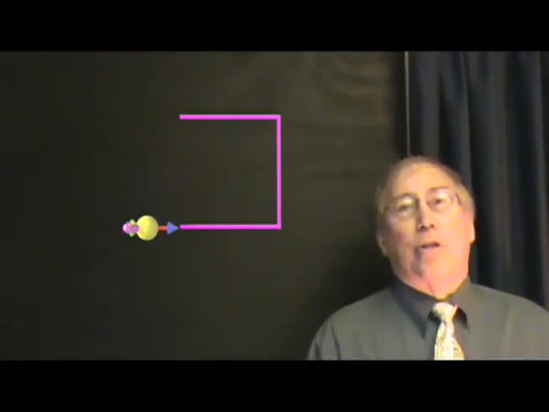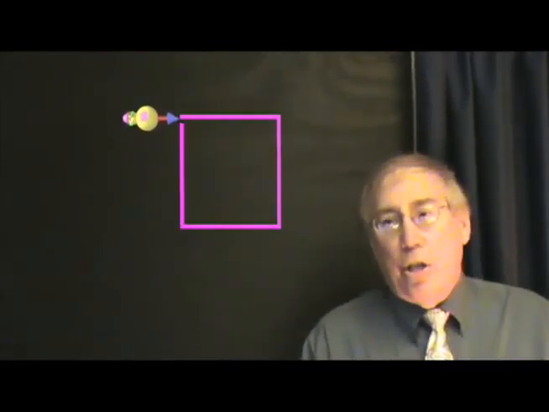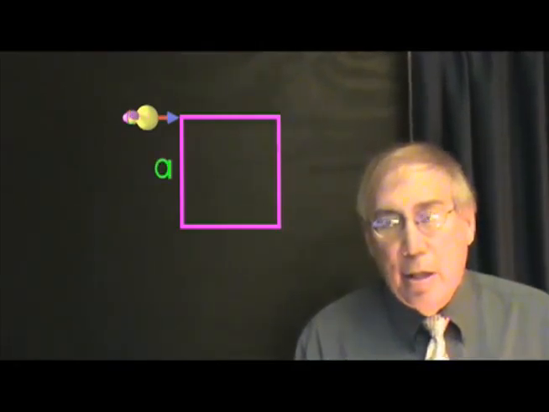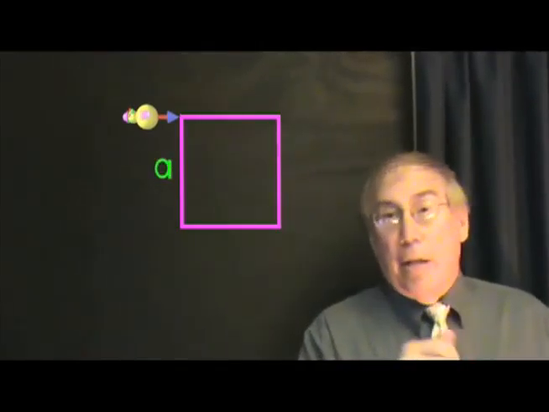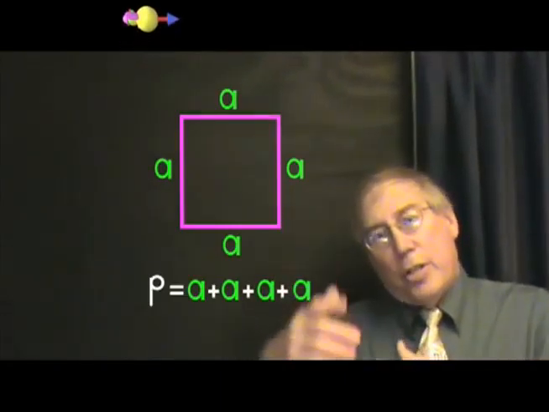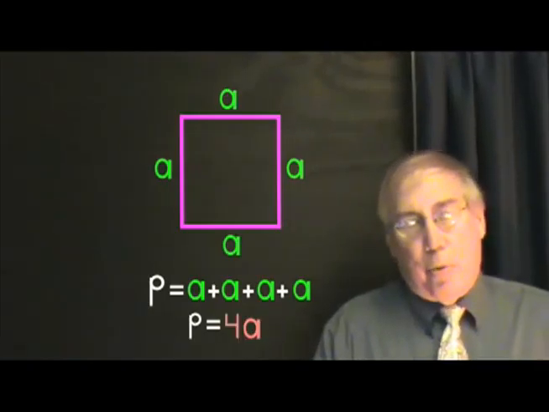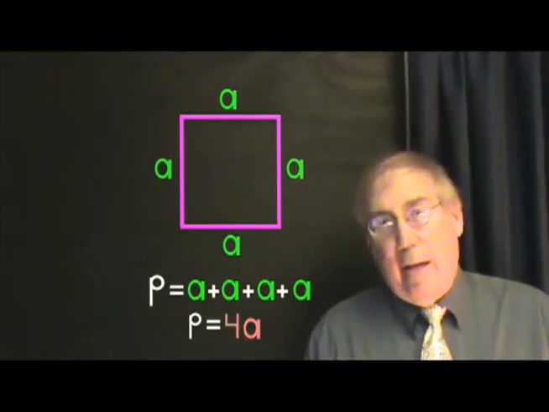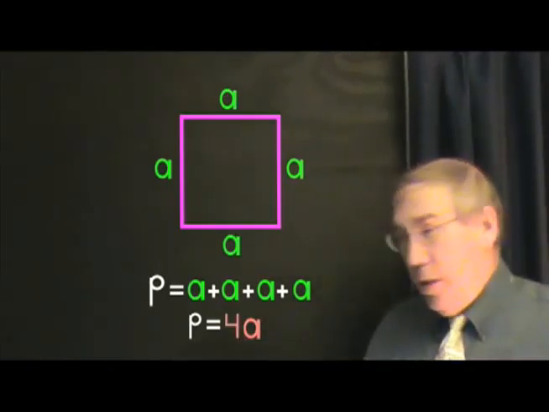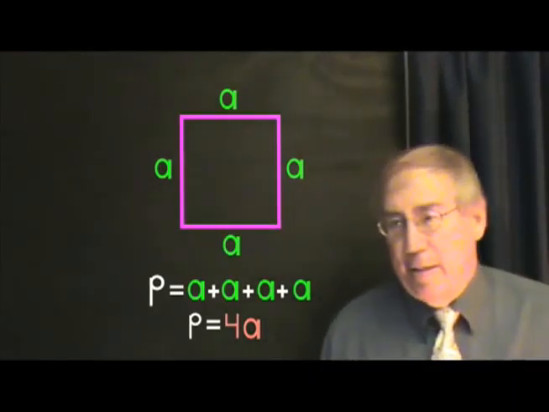Now, the thing about a square is that the length of each side is the same. So, let's let A represent the length of one side, so all other sides have to have a length of A. And if we wanted to find the distance around that square, we could add all the A's together, and P represents perimeter. Or we could say P equals 4A.